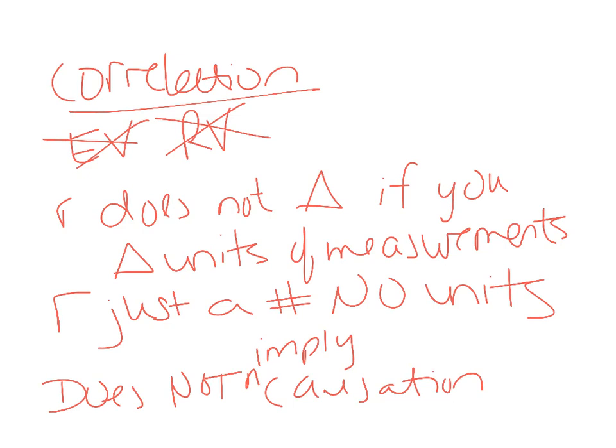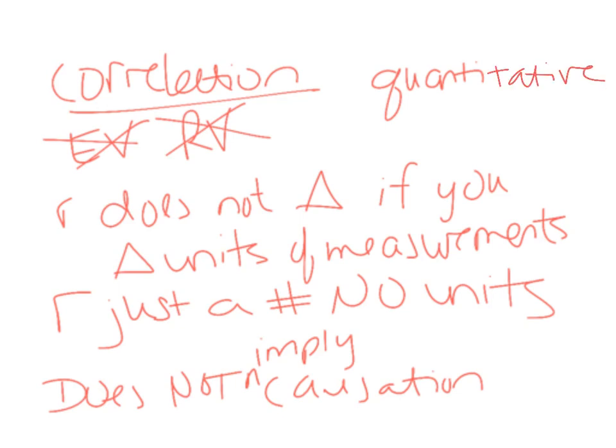Remember, this is only for two quantitative variables. Correlation doesn't work if your variables are not quantitative. So it only applies to two quantitative variables, and they have to have a linear relationship. It doesn't necessarily have to be strong, because that's what correlation measures, but two quantitative variables with a linear relationship.